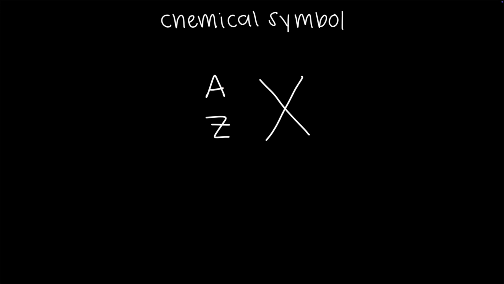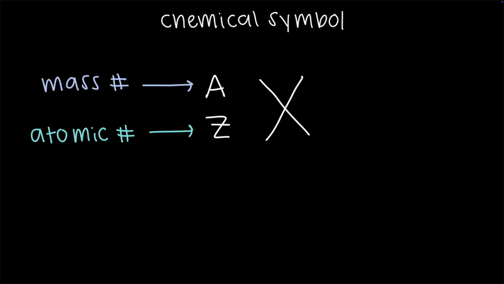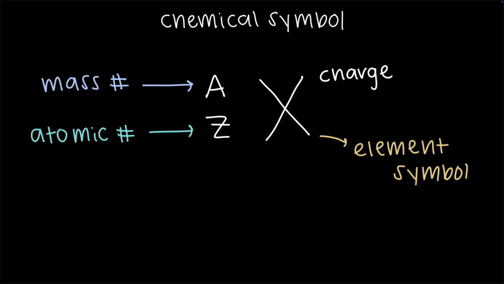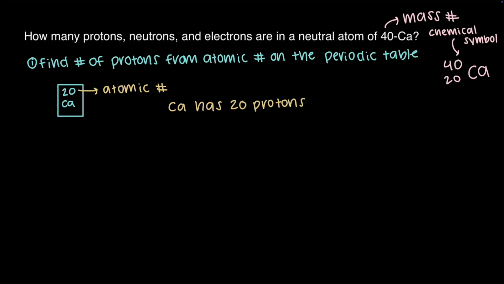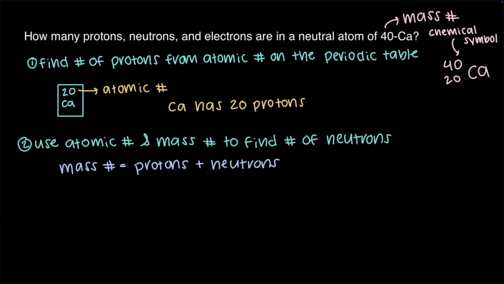A chemical symbol will have the atomic number at the bottom, the mass number at the top, the element symbol, and the charge at the top right. If there isn't a charge though, they won't give you a value at the top right. We'll just know that the number of protons equals the number of electrons because the positive and negative charge are balancing each other out. Using the atomic number and the mass number, we can find the number of neutrons.